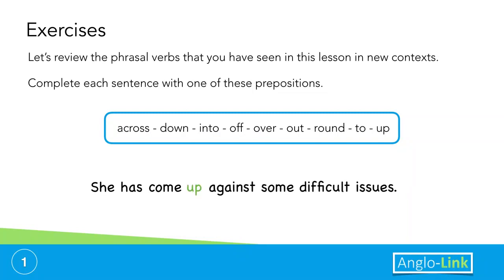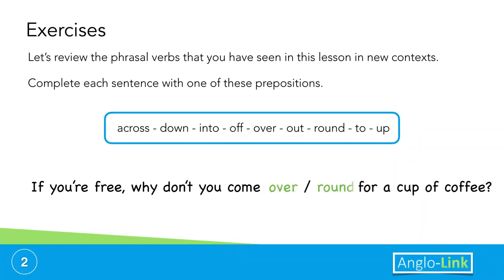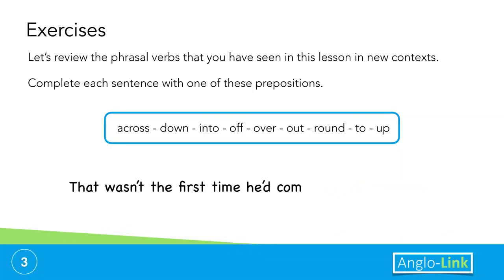She has come up against some difficult issues. She has encountered, she has met some difficult issues. Number 2. If you're free, why don't you come for a cup of coffee? If you're free, why don't you come over, or why don't you come round for a cup of coffee? Why don't you come to my home for a cup of coffee? Number 3. That wasn't the first time he'd come that proverb. That wasn't the first time he'd come across that proverb. That he had seen that proverb by chance.